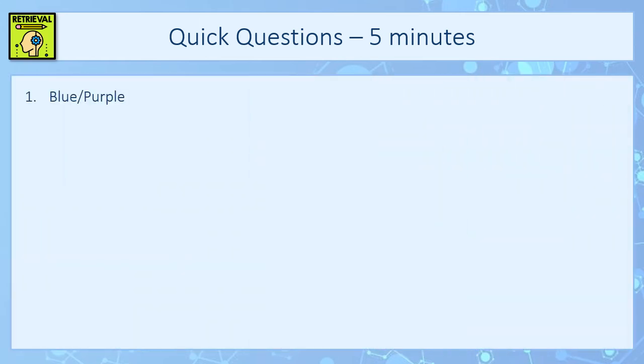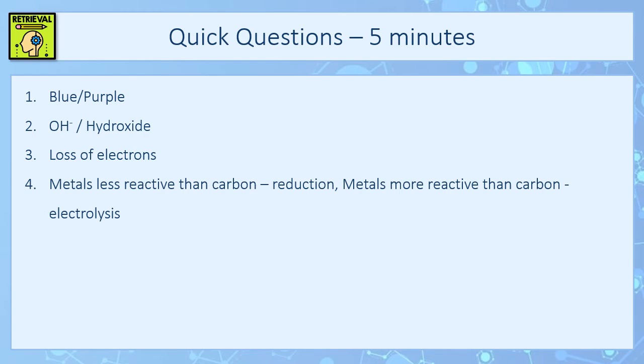Okay, so the answers. A strong alkali will turn blue or purple in universal indicator. Alkalis release hydroxide ions or OH- ions in solution. Oxidation is the loss of electrons. Metals that are less reactive than carbon can be extracted using reduction. If they're more reactive than carbon, you'll need to use electrolysis.